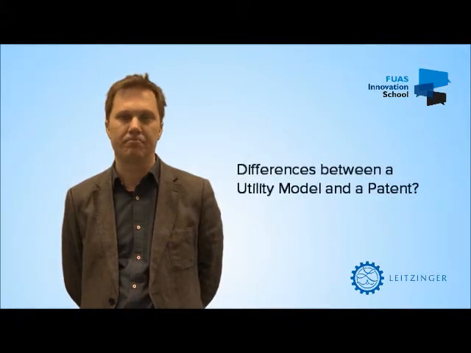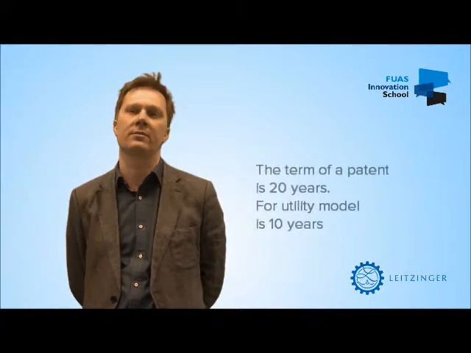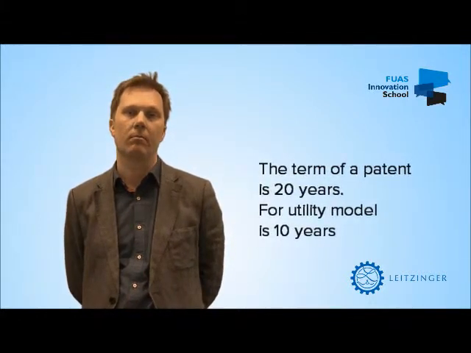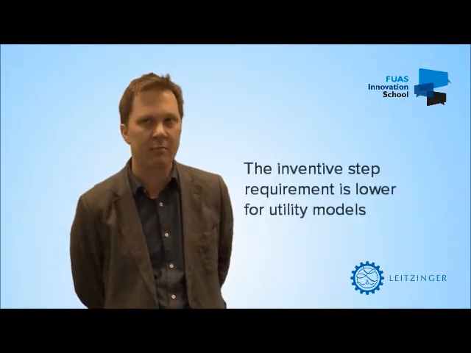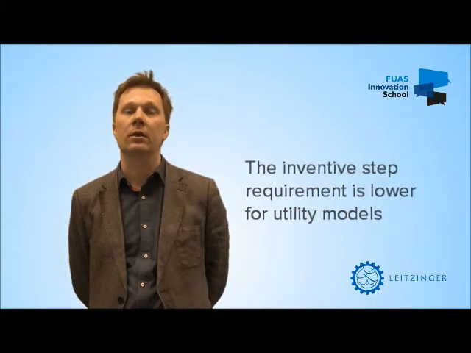Now, what are the differences between a utility model and a patent? A major difference is that the term of a patent is 20 years, whereas the term for a utility model is 10 years. Then if we look at the substantial side of the invention, the inventive step requirement is lower for utility models. In patents, it's required that the invention clearly differs from the prior art, whereas in utility models, the invention has to differ clearly.